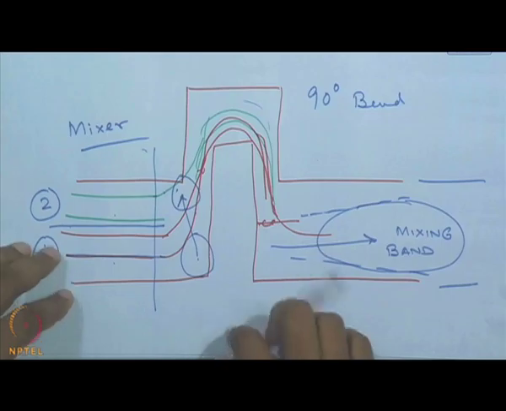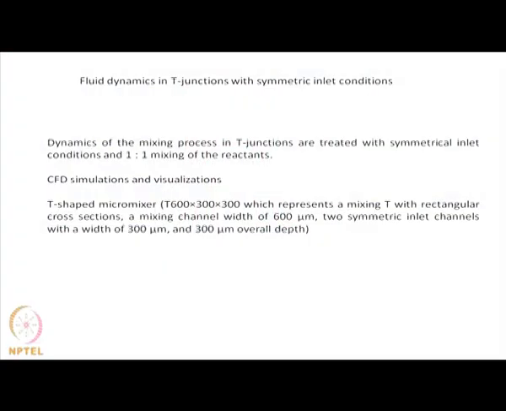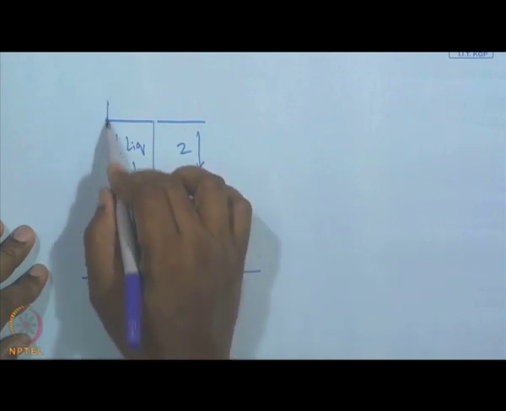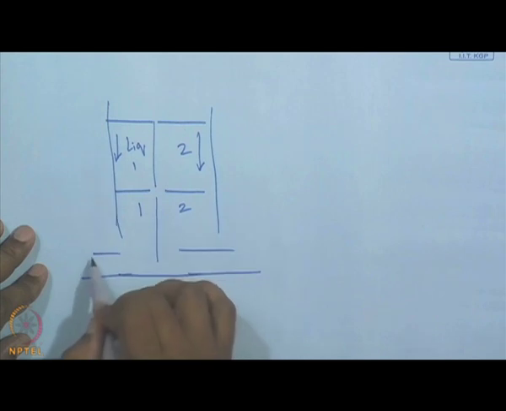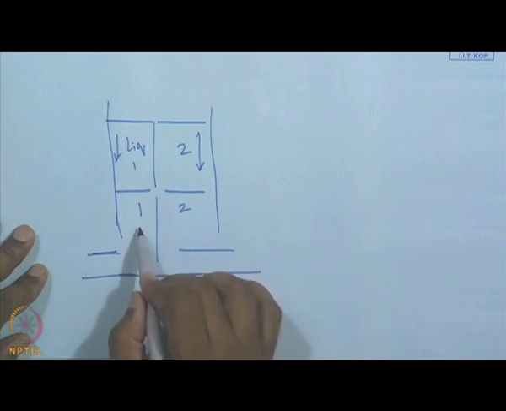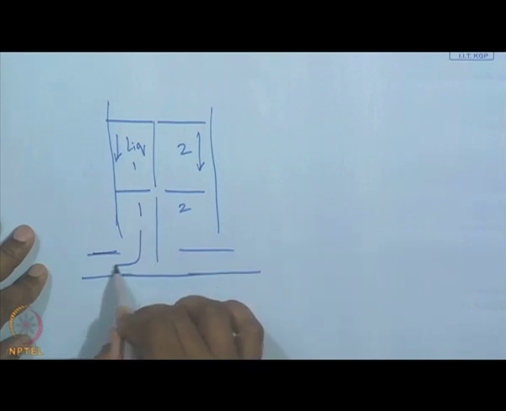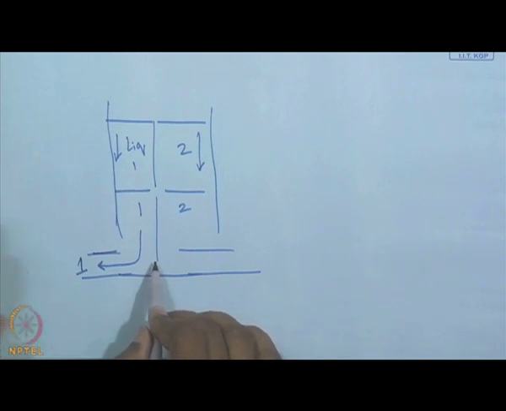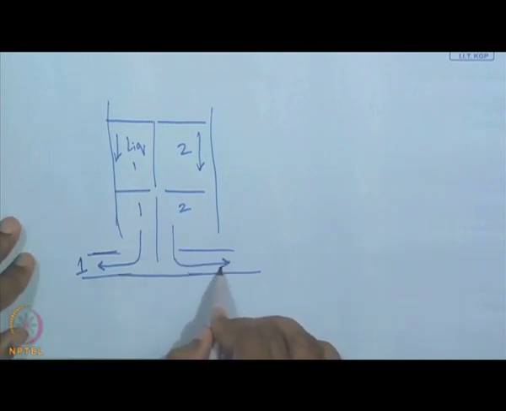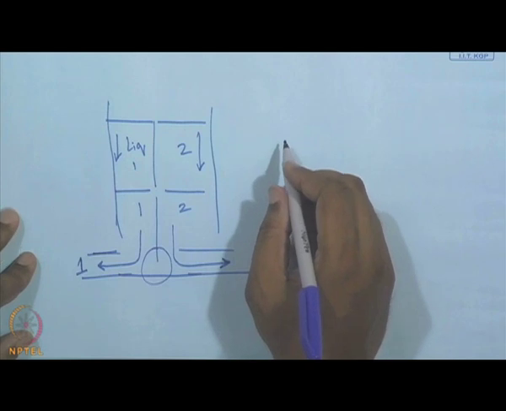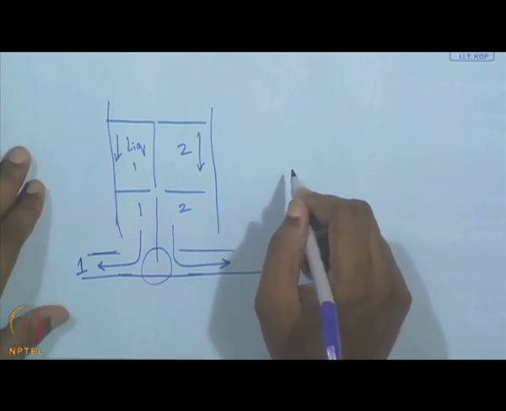So, the fluid dynamics in T junctions with symmetric inlet conditions are like this. We have a T junction in which we have liquid 1 flowing in this direction and liquid 2 flowing in the other direction. If the flow is very small, then we will still have one that is moving from right to left, and the two which will move in the other direction with very little mixing in between the two. And this happens, the classification of the flow patterns.